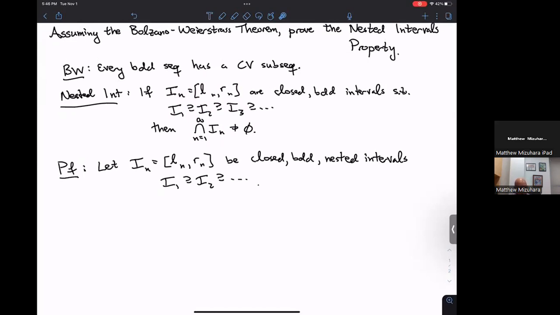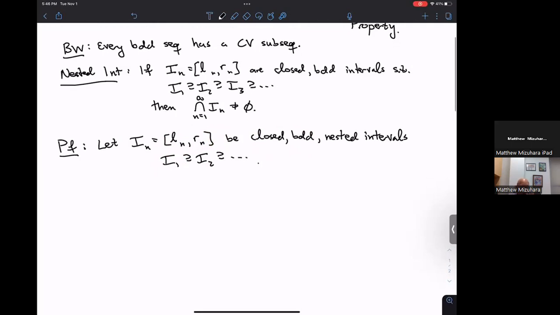So to prove the nested intervals property, we should start from the hypothesis. So we let In be, let's say, an interval Ln to Rn. And for each n, this is a closed and bounded interval. And these are nested intervals. So I1 contains I2 and so on. So that's our hypothesis. And we need to show that if I intersect all of these, it's not empty.